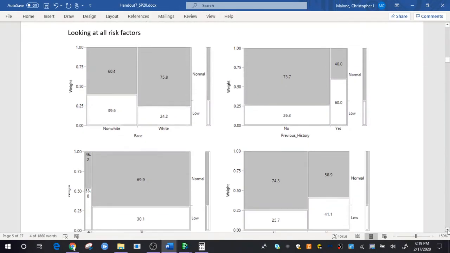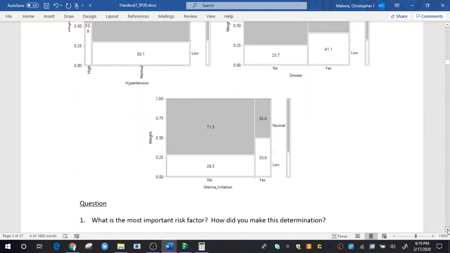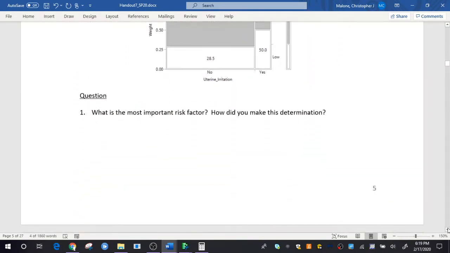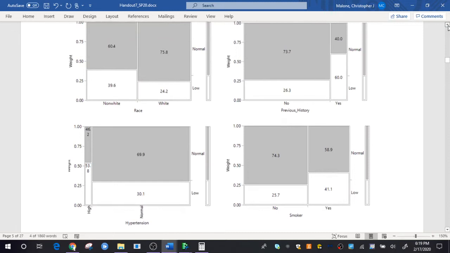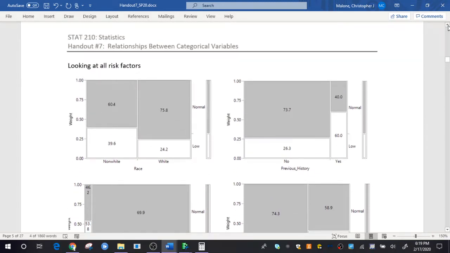You can see all of those have been collected here on page 5. So I put all of those on one page here on page 5. This is looking at all the risk factors simultaneously. The white boxes are the low birth weight here. The normal is gray. So this time I actually want to be looking at the white boxes.